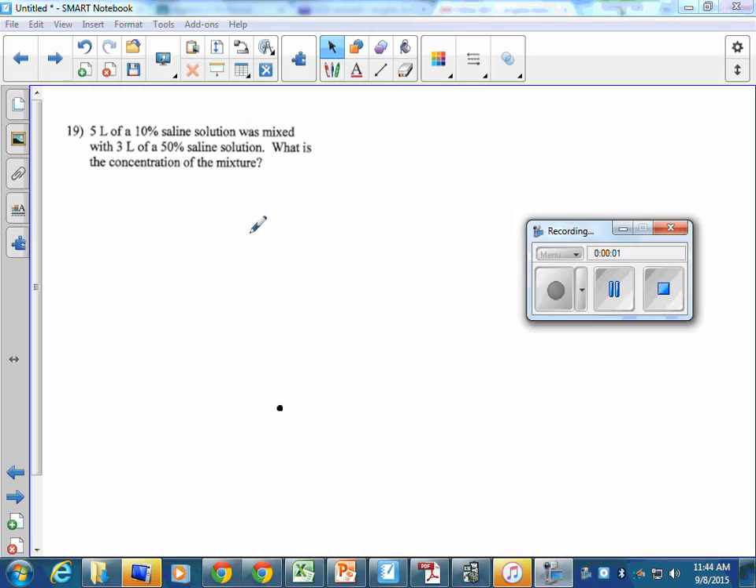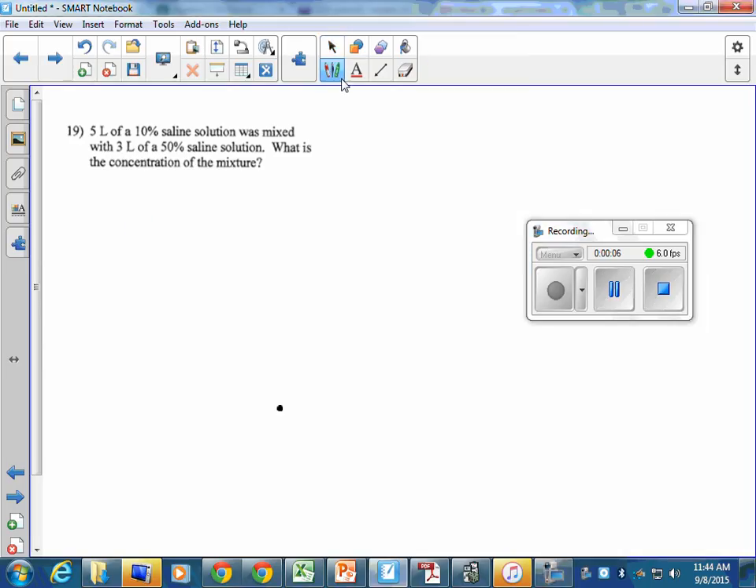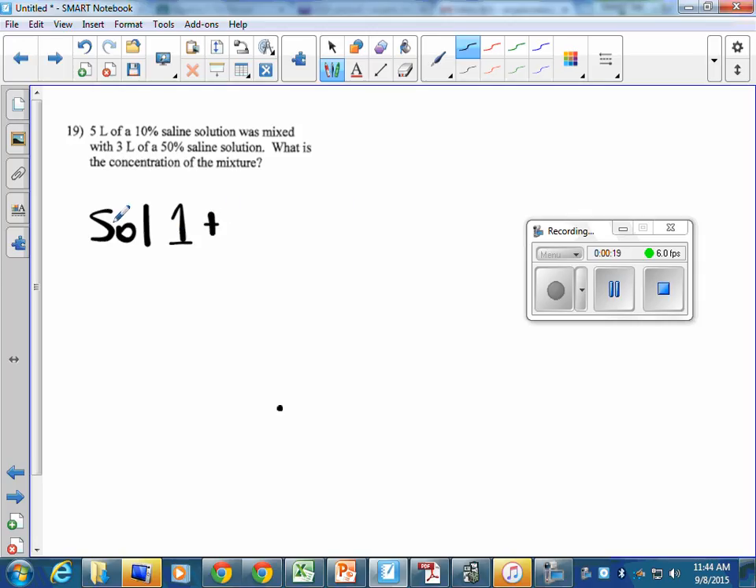Problem number 19 now. We have a mixture problem. If we have 5 liters of a 10% saline solution, what's going to happen is we're going to have one solution, solution number 1. Again, I'm writing with my mouse and not my slate, so this is a little bit harder to read. Solution 1 plus solution 2 will end up giving me a final solution. They all have amounts and they all have percentages, and they want to know the concentration of the mixture. So they want the percentage over here on this mixture part.